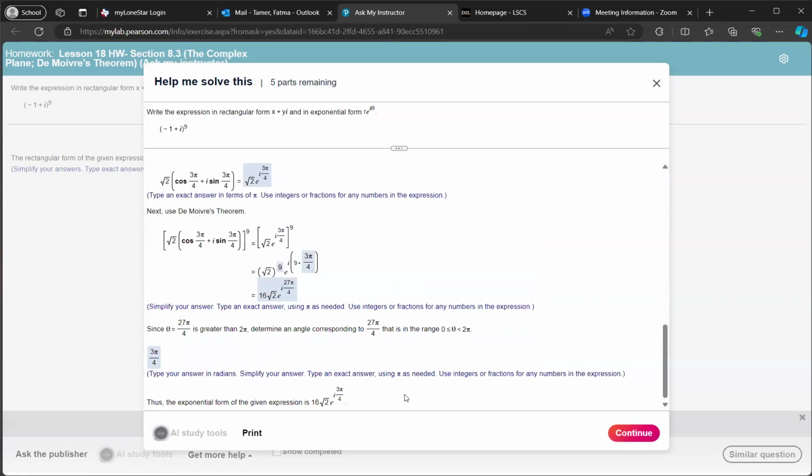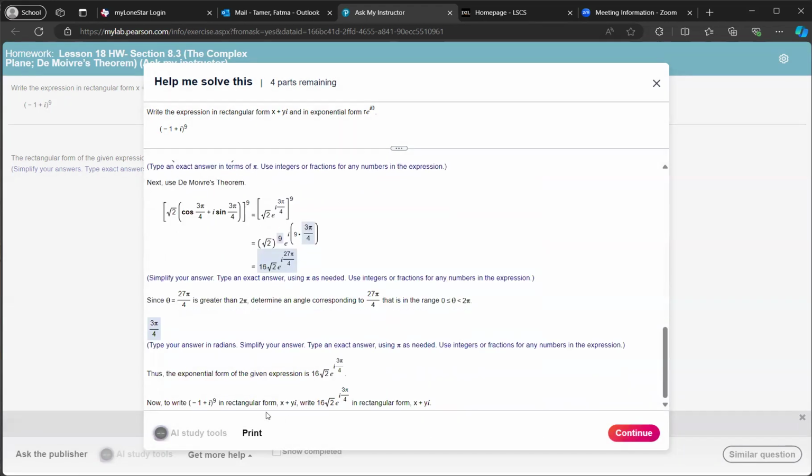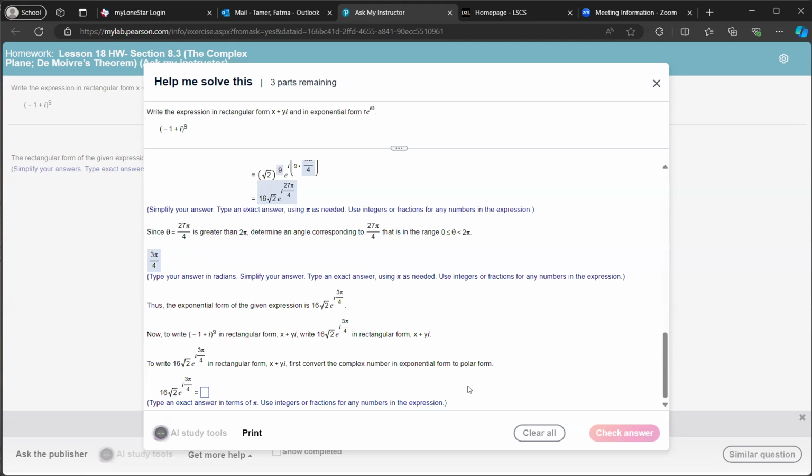Now I got the angle, and therefore the exponential form for this question is 16 root 2 e to the power of i 3 pi over 4. And that means this negative 1 plus i to the power of 9, which was in rectangular form, this is how we express it in exponential form. Now we're going to put this back into the rectangular form. So to do that, we're going to convert the complex number to polar form again.